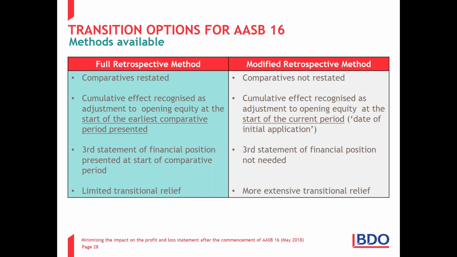This includes the ability not to account for leases where the lease will end within 12 months of the initial application of the standard, therefore 12 months within the 1st of January 19. And the other main transitional relief is the ability to use a single discount rate on all of your leases if they have similar characteristics. If I was preparing financial statements, I know which method I would be using.